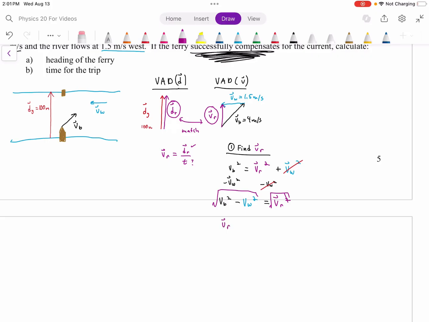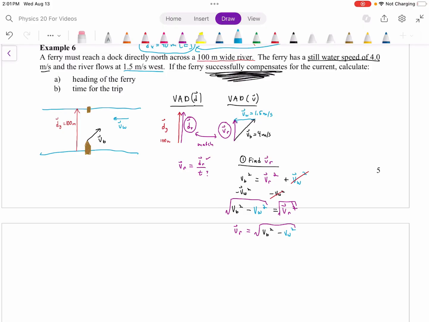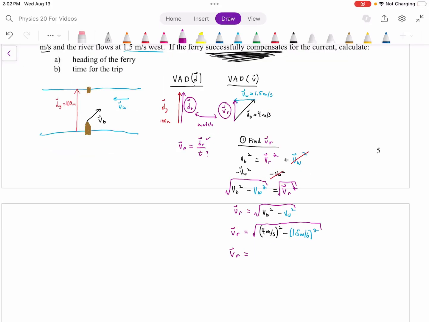The resultant velocity is going to equal the square root of the boat's velocity squared minus the water's velocity squared. Okay, let's go ahead and put in our numbers. And then calculating it out, I got that it would be 3.7081 meters per second.